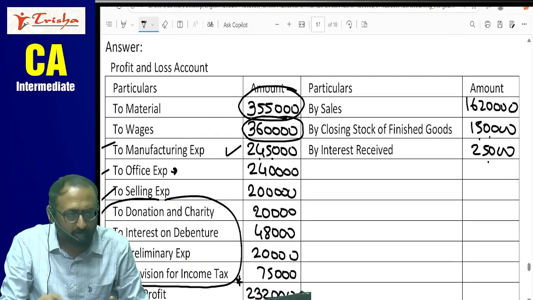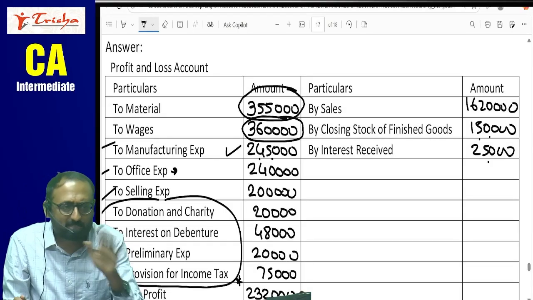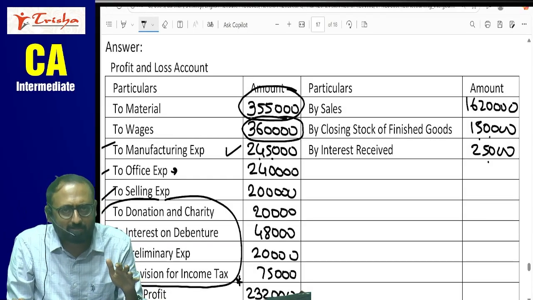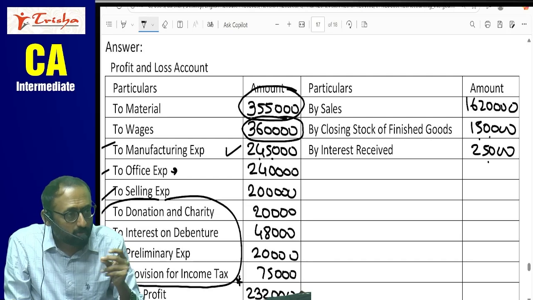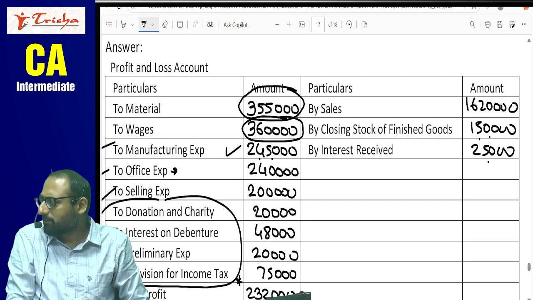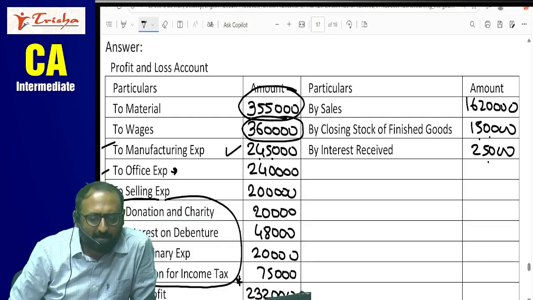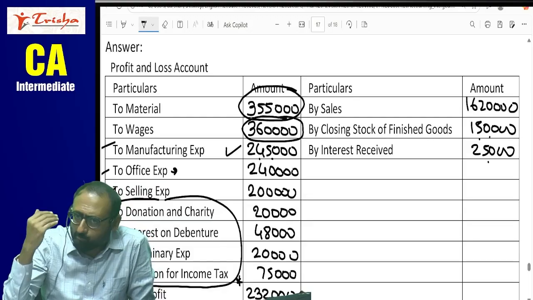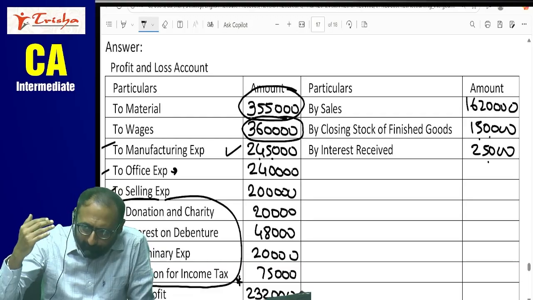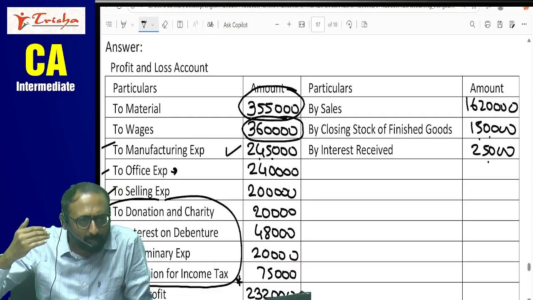Done, sir. Let's go to the right hand side. Sales will be same. There is no change in sales under cost and finance. Closing stock, what I told you 5-10 minutes before. Closing stock and profit, direct relationship or inverse relationship? Means if closing stock value is more, your profit will be more. If closing stock value is less, your profit will be less.